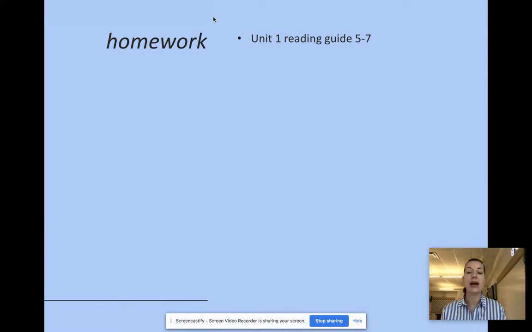And I want to remind you that you're going to be doing questions 5 through 7 in your reading guide. So remember to look really carefully at which module and which section it says you're doing, because we are not going to do every single one. It's going to skip sometimes.